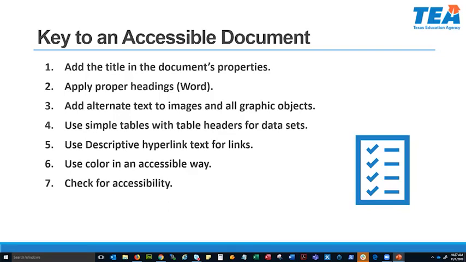in the document's properties. You want to apply headings. You want to add alternate text, which is a description to all images and all visual objects. If you're using tables, use simple tables with table headers. And if you have links, make sure the links are descriptive enough for screen readers. And color is always important. Make sure there's enough contrast and you're not just conveying information with color.